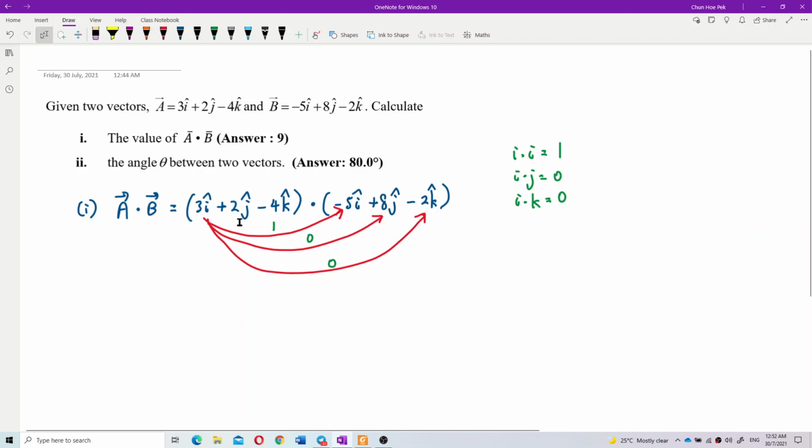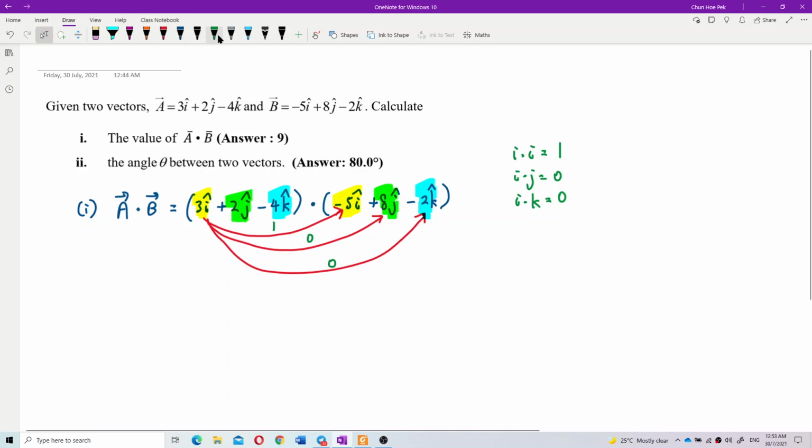Same thing goes for 2j multiplied with negative 5i, you get nothing. But if j is multiplied with j, you get something. So actually we multiply all of them, and in the end we look for pairs. I just use a highlighter: 3i multiplied with negative 5i, we will surely get something. The other pairs are j multiplied with j, and k multiplied with k. You certainly get a value.